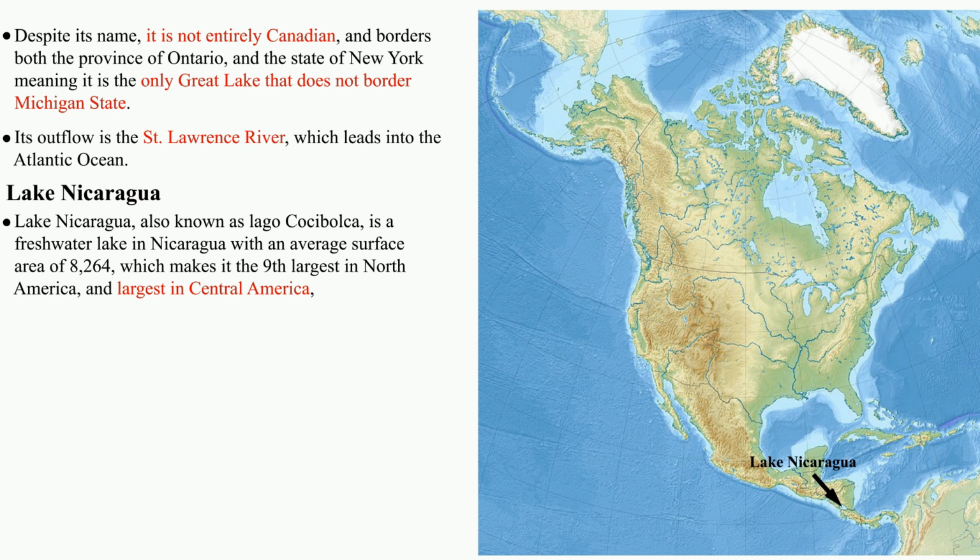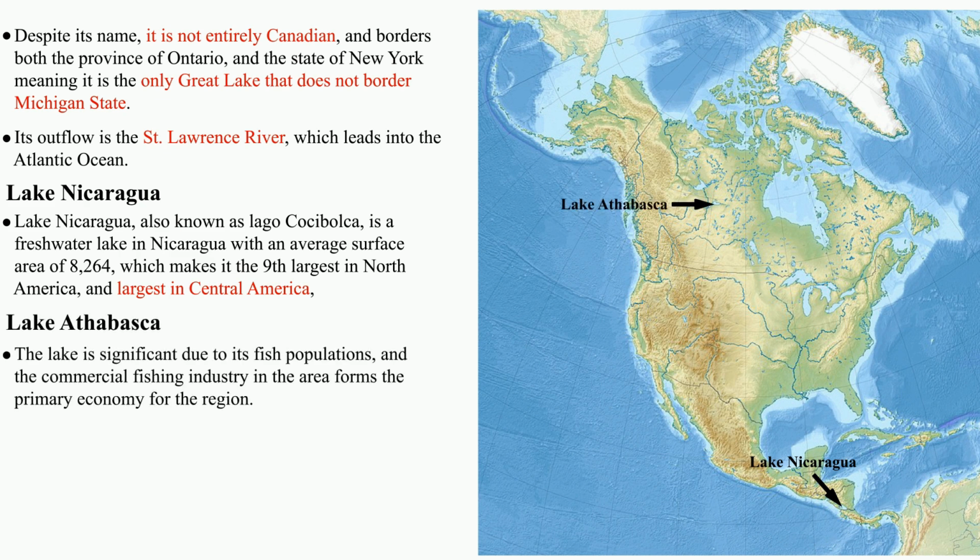Now the next important lake is Lake Athabasca. The lake is significant due to its fish population, and the commercial fishing industry in the area forms the primary economy of the region. So when you talk about the industrial region related to the marine activity or the fishing, the areas nearby Lake Athabasca are very important.